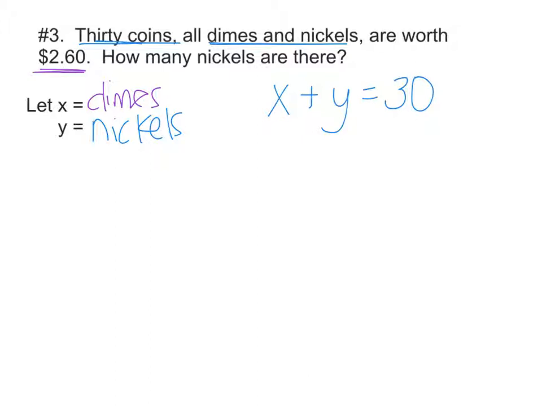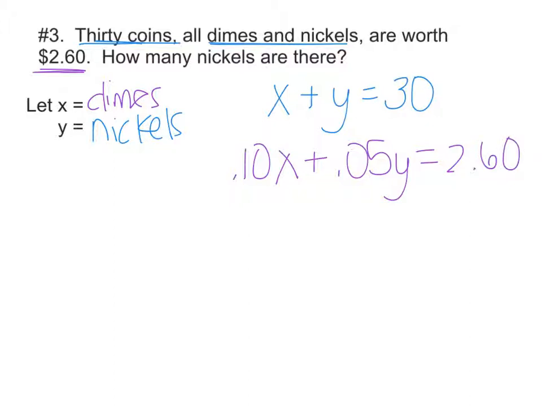So we're going to use an equation. Now a dime is worth 10 cents, so we're going to make this 10 times x, because each dime is 10 cents, plus 0.05 for a nickel, because that's 5 cents, times our y value. And that's going to be equal to our $2.60. So we are now going to solve for x and for y.